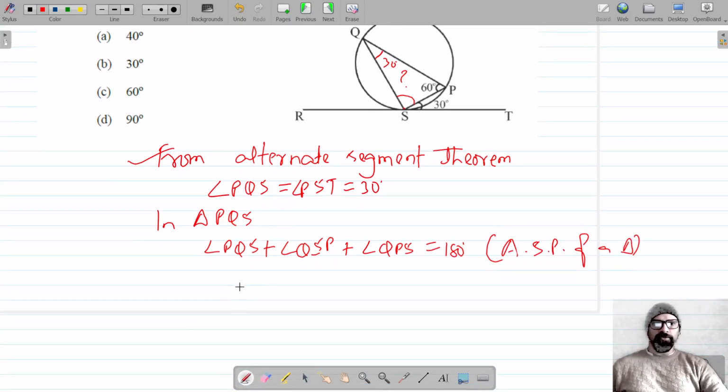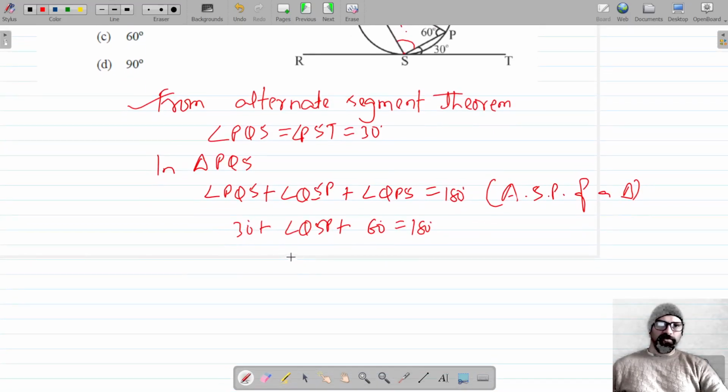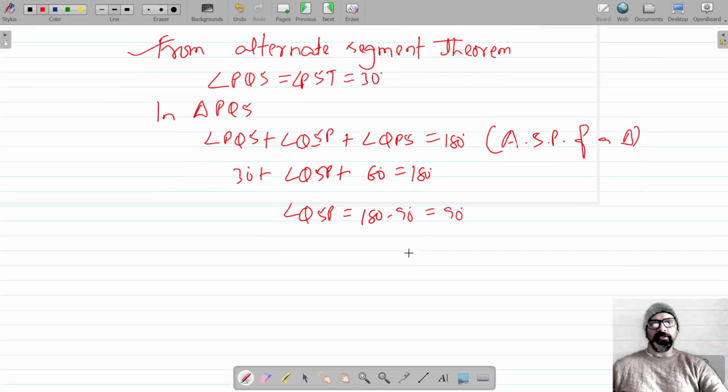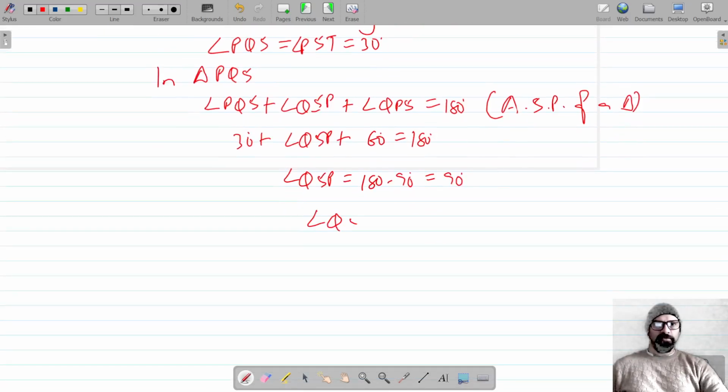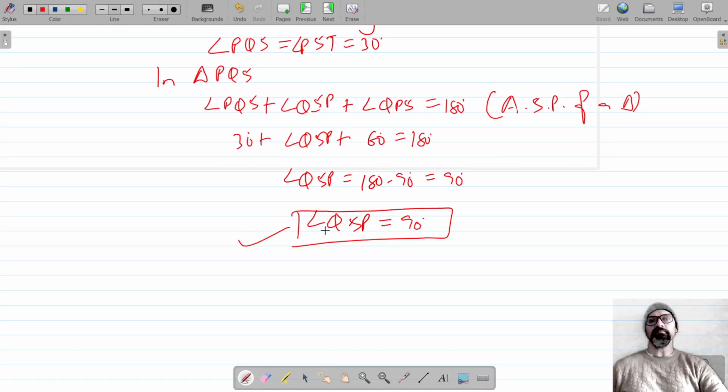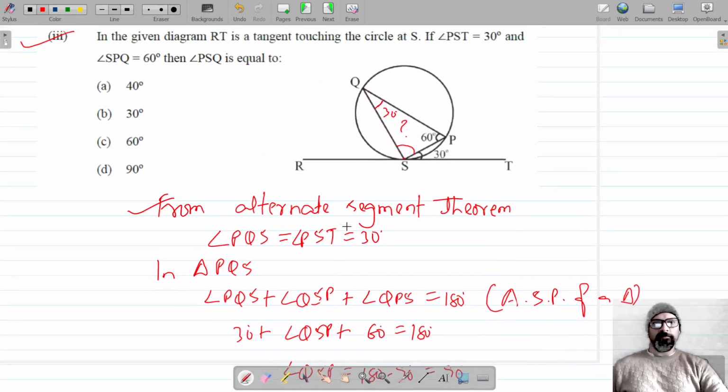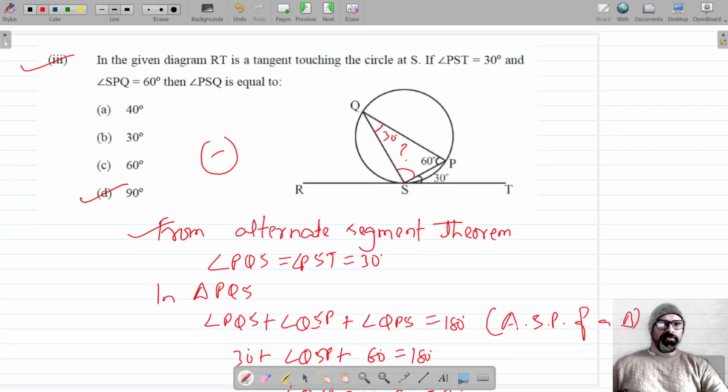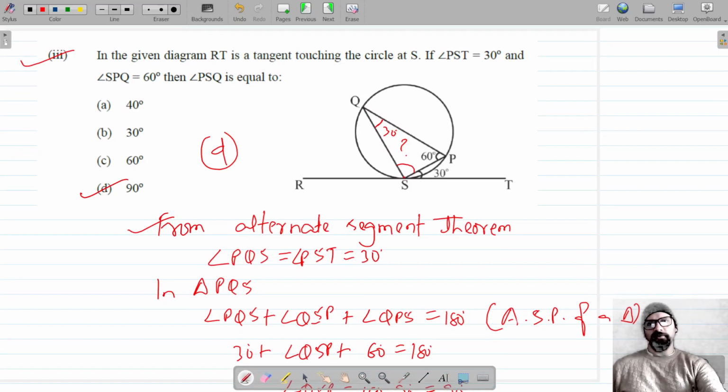Now, angle PQS is 30 degrees, angle QPS is 60 degrees, so 30 plus 60 plus angle QSP is equal to 180 degrees. 60 plus 30 is 90, so angle QSP is equal to 180 minus 90, that is equal to 90 degrees. So angle QSP is equal to 90 degrees. So our option is option D. D is the correct answer for this one.